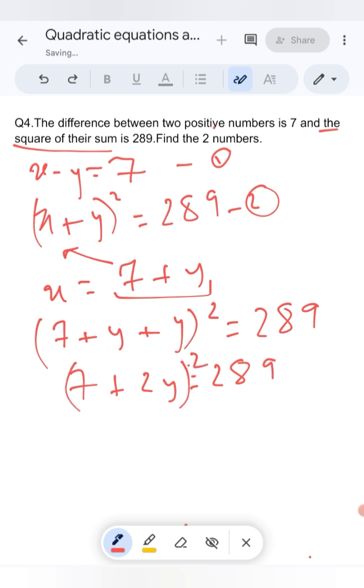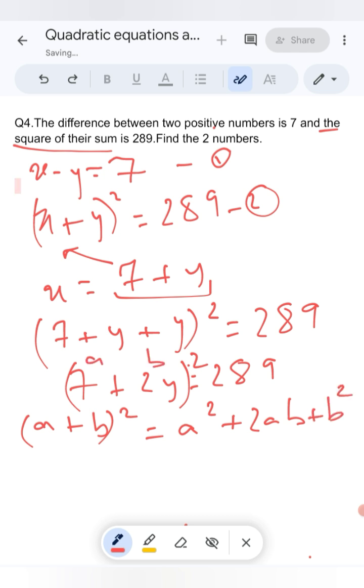You need to keep this in mind that there is a square also. So let's expand it up. Now how can I expand it? Through my identity, which was (a plus b) whole square, which said a square plus 2ab plus b square. What was your a? 7. B was 2y. So let's expand it up first. 7 square plus 2 into 7 into 2y plus (2y) whole square.